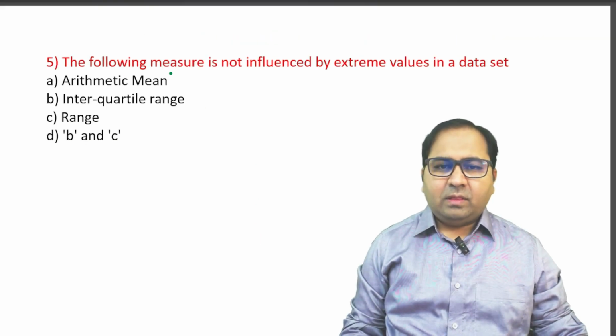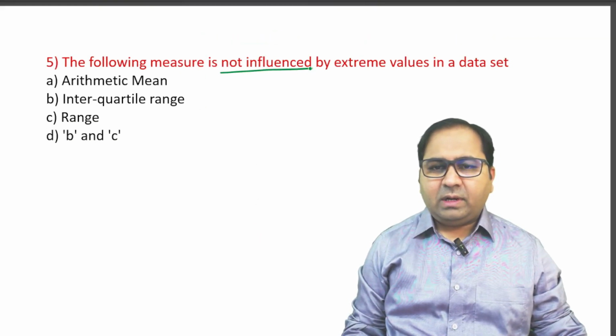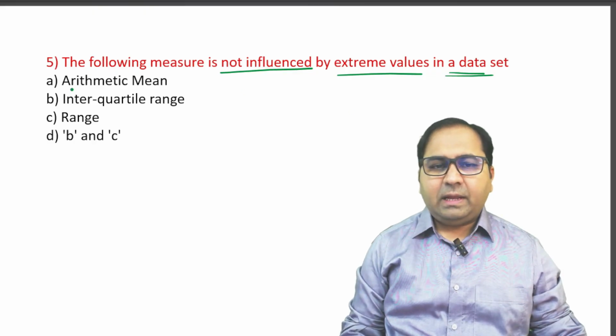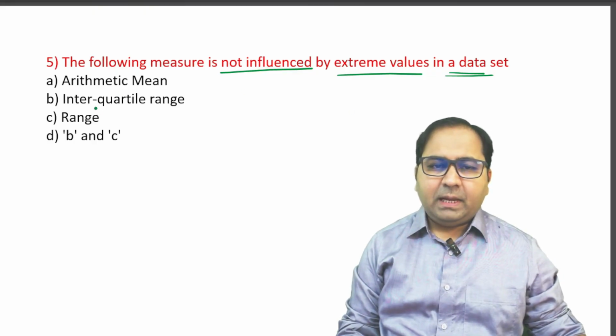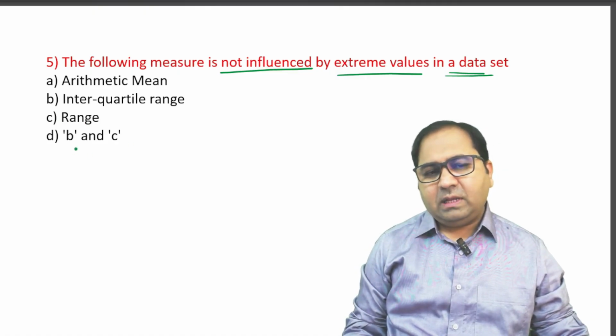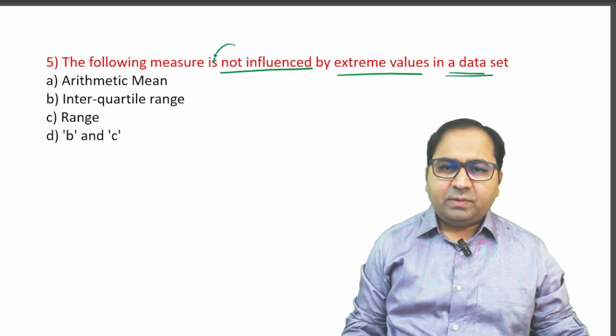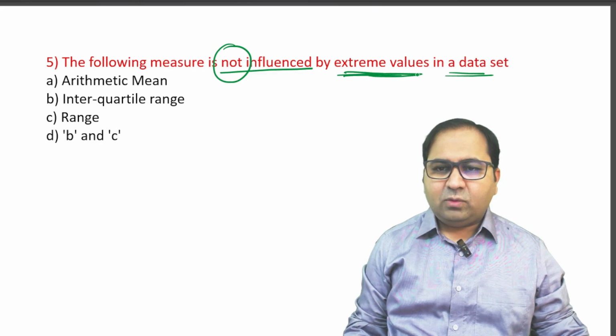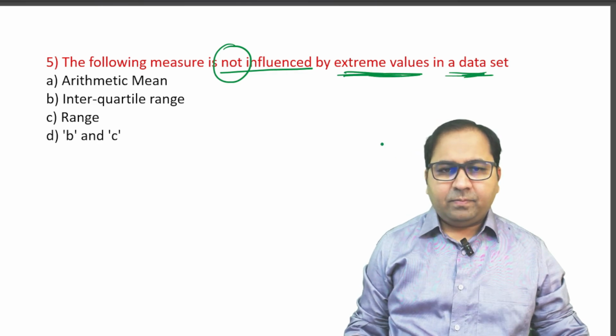Next question. The following measure is not influenced by extreme values in a data set. The options are A arithmetic mean, B interquartile range, C range, or D B and C. So which is not influenced by extreme values in the data set? The answer for this question is B, interquartile range. Interquartile range is not influenced by extreme values in the data set.